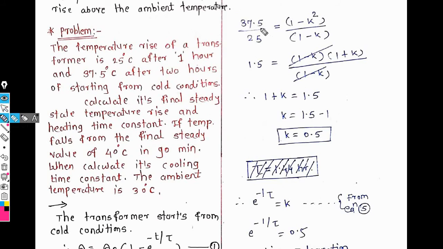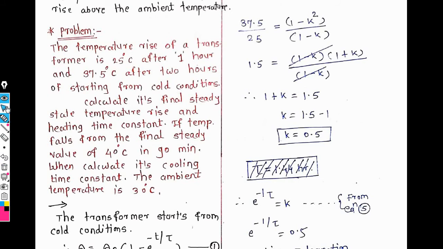Now we have to consider the ratio of both is 1.5. Then this is 1 minus k square, that is the formula of a square minus b square, which is a minus b times a plus b. Now separate this value, then both terms get cancelled. 1 minus k upon 1 minus k get cancelled. Now the remaining values are 1 plus k is equal to 1.5. They obtain the value of k is 0.5. Okay, now this is the value of k.